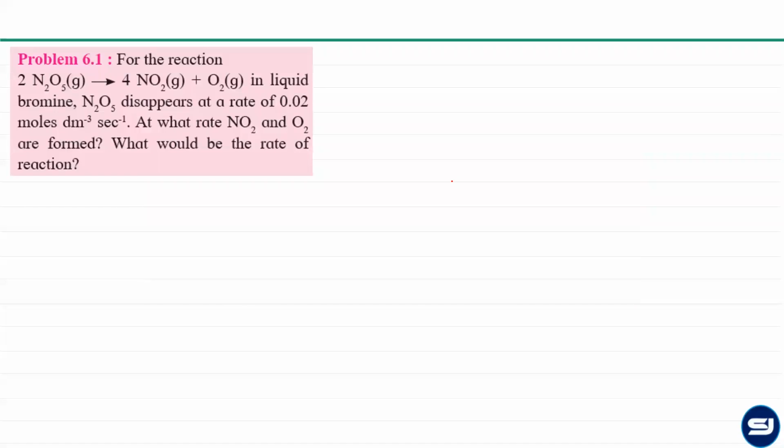Okay. 6.1. For the reaction 2N2O5 giving 4NO2 plus O2 in liquid bromine, N2O5 disappears at a rate of 0.02 mole per dm cube per second. At what rate NO2 and O2 are formed, and what would be the rate of reaction?